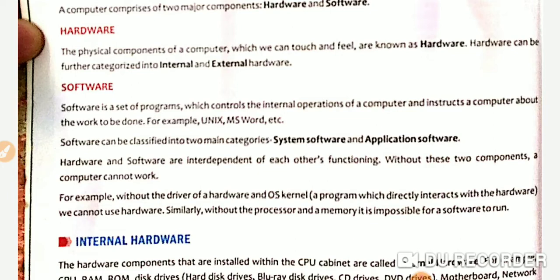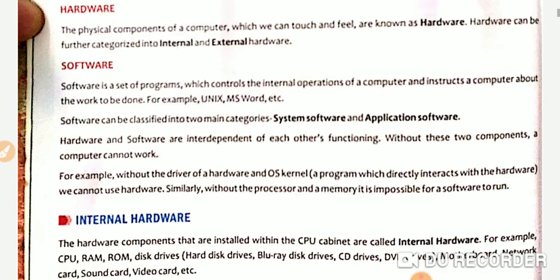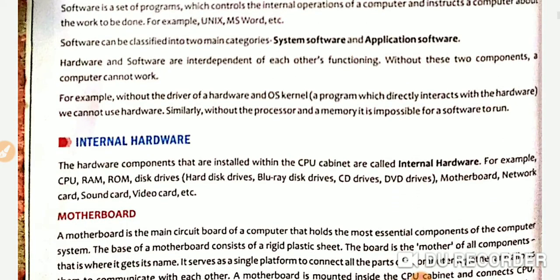And what is software? Software is a set of programs which controls the internal operations of a computer and instructs a computer about the work to be done. For example, Unix and MS Word. All these are softwares. Software can be classified into two main categories, and that are system software and application software.